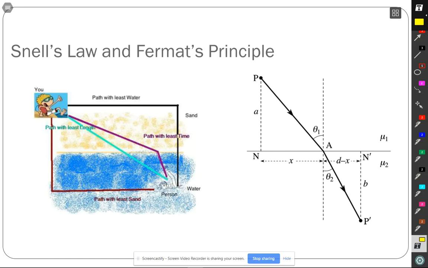And if you have somebody out there that's drowning, if the lifeguard takes that cyan path, it's going to take them longer to get to the person because they run a lot faster in the sand than they can swim in the water. And so the fastest path is going to go a little longer in the sand where you run fast and a little shorter in the water where you swim more slowly. So we want to do the same thing with light.